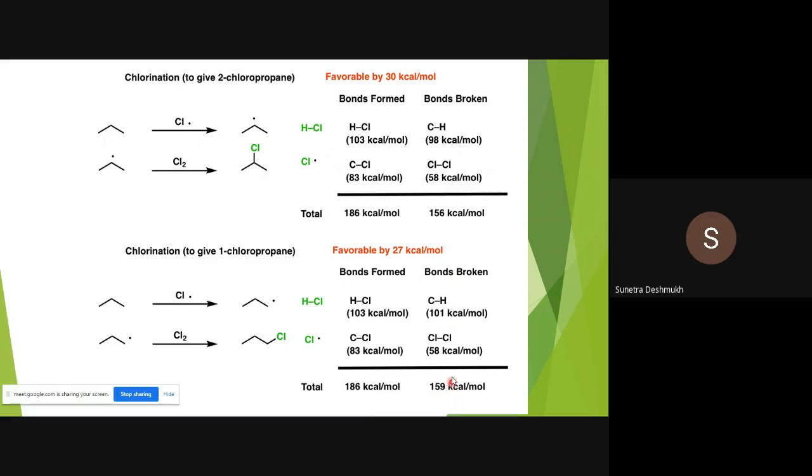So if we compare the energy needed to break the bonds, it's less for the secondary free radical, and it's higher for the primary free radical. So obviously, if you need less energy, this reaction will be preferred over the primary free radical. Okay, so now we will go for the bromination.